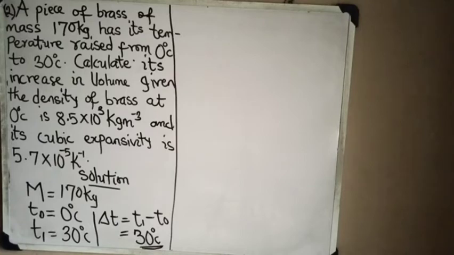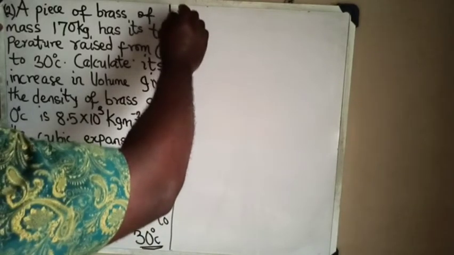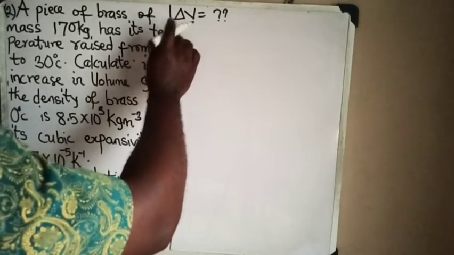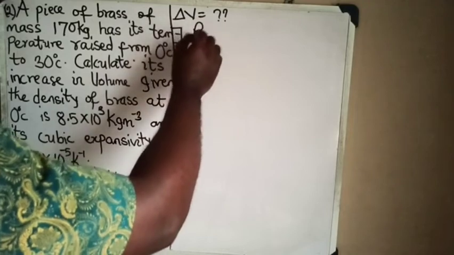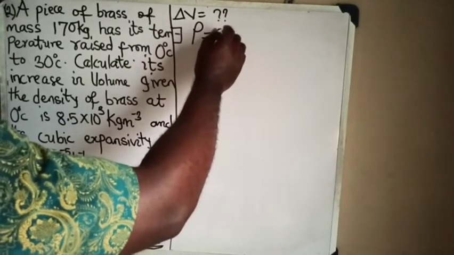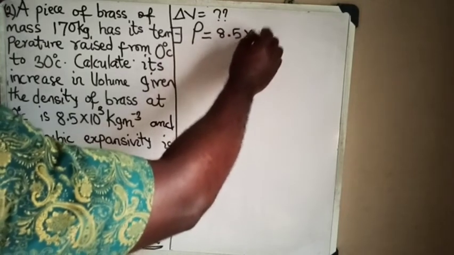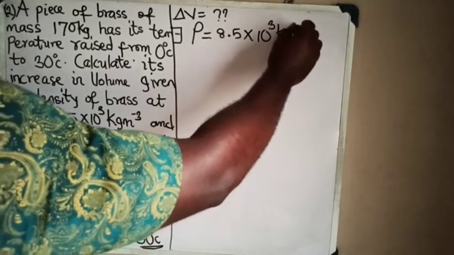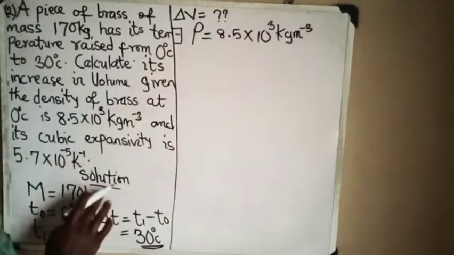All right. You are asked to calculate this increase in volume. Increase in volume also means the change in volume. That's what we're asked to look for. This question is similar to the previous one, but with a slight difference. Calculate this increase in volume given the density of brass. Density, that's rho, is given as 8.5 times 10 to the power of 3 kilogram per meter cube. Now we are given density, we were given mass.